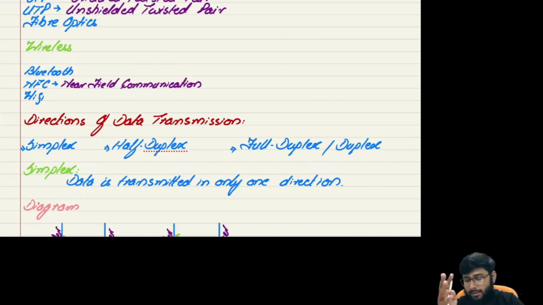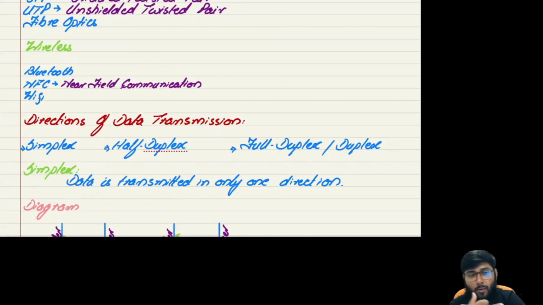In your past papers, it may be called full duplex or it may be called duplex, so don't get confused by that. Now, what is a simplex? Simplex is where data is transmitted in only one direction. It can be either from the sender to the receiver in a single scenario, or from the receiver to the sender in a single scenario. It won't be coming back.